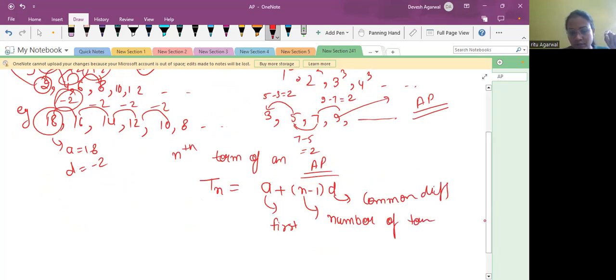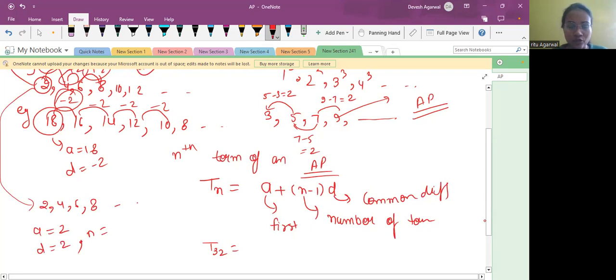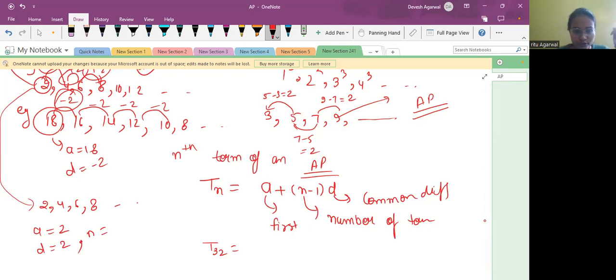If someone is asking me T32, tell me what T32 is, correct? So if we consider this AP, 2, 4, 6, 8, and so on, as we can see, A is 2, right? And D, the common difference, is 2. And n is what? The number of the term, right? Which term do we want to know? The 32nd term, right? So n is 32 here.